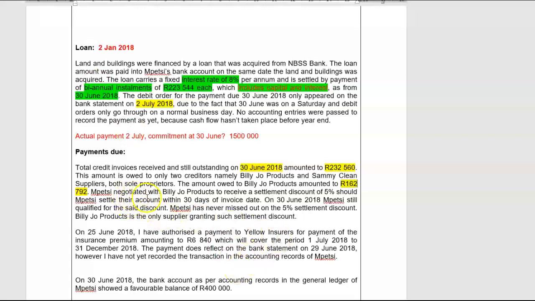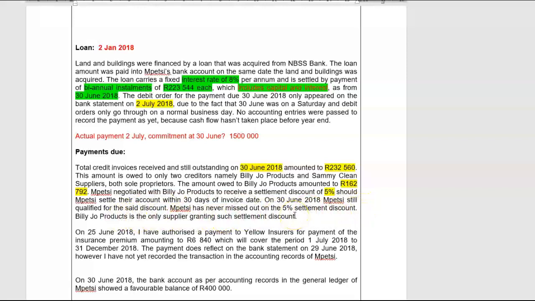Mpetsi negotiated with Billy Joe Products to receive a settlement discount of 5%, should Mpetsi settle their accounts within 30 days of the invoice date. On 30 June 2018, Mpetsi still qualified for the said discount. Mpetsi has never missed out on a 5% settlement discount. Billy Joe Products is the only supplier granting such settlement discount.